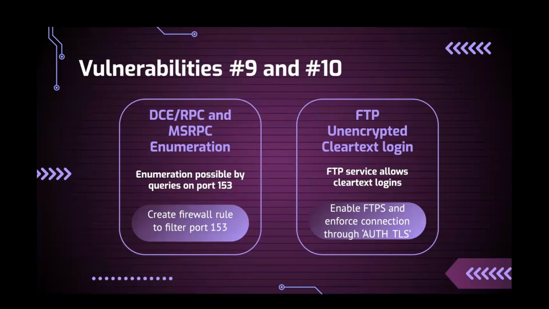What we did was create a new firewall rule with the Windows firewall settings to filter the traffic on port 153. This can make sure the traffic coming to 153 is legitimate and not a hacker trying to find information.